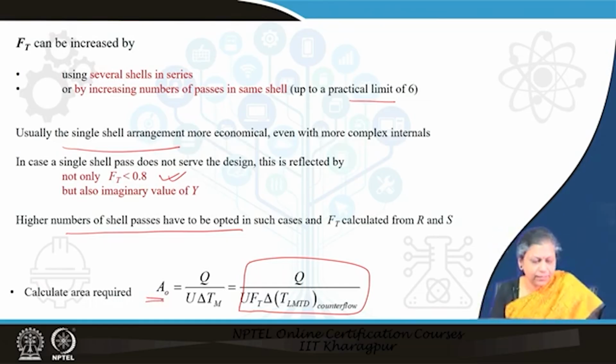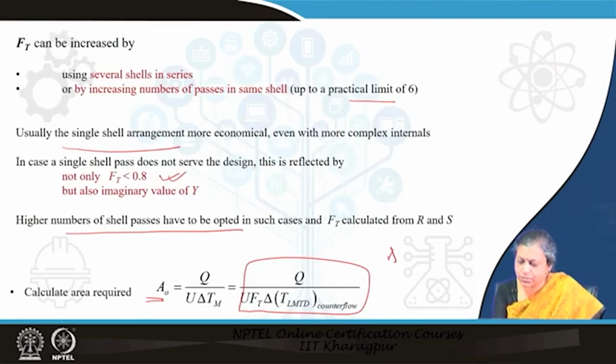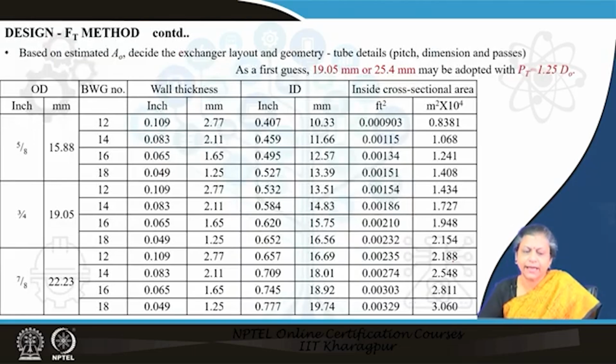Once you are in a position to calculate A0, I have already mentioned to you that once A0 is mentioned, what is A0 equal to? Once more I repeat, A0 equals pi D0 L effective NT. So, therefore, we have to guess certain things and then we can find out the other things. So, the first thing that we try to find out is we try to fix up the tube OD.